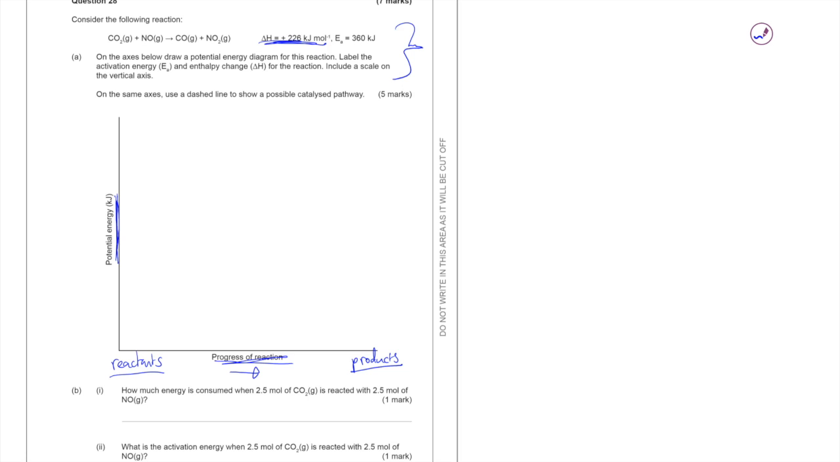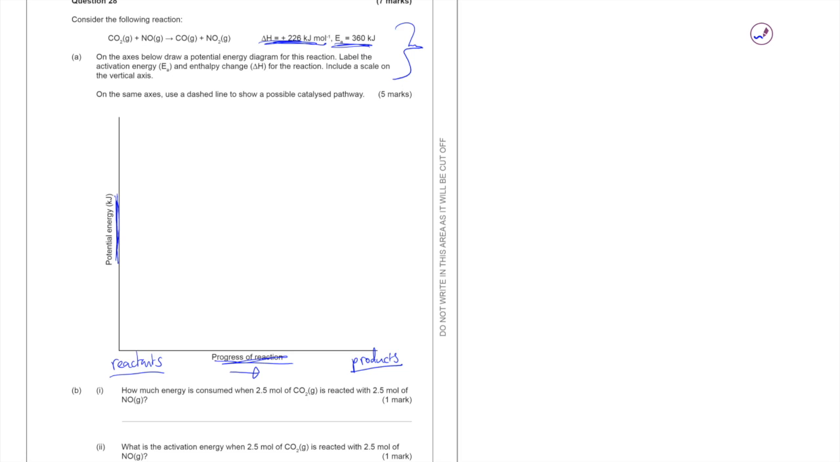and in general that means your graph is going to look something like this. Of course, exothermic is the other way around. We're also given an activation energy, and this is the energy required to break those initial bonds.